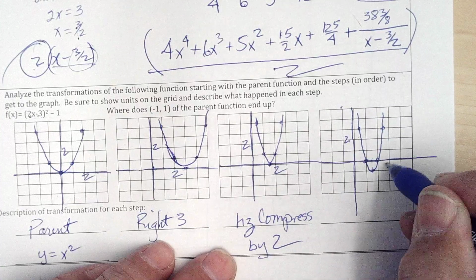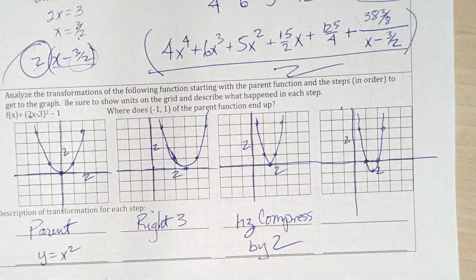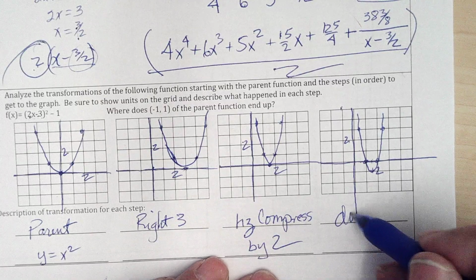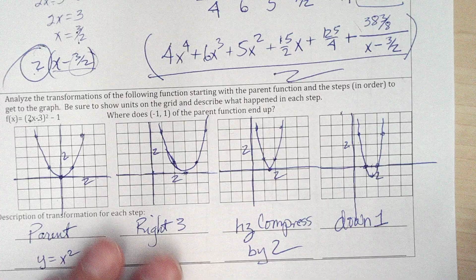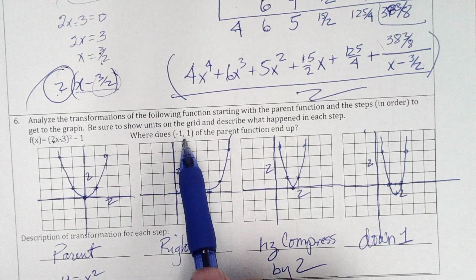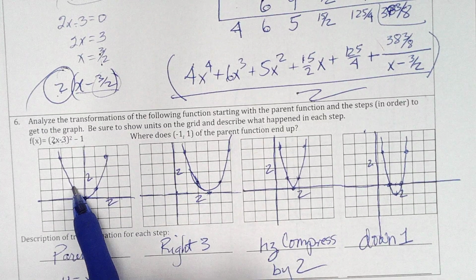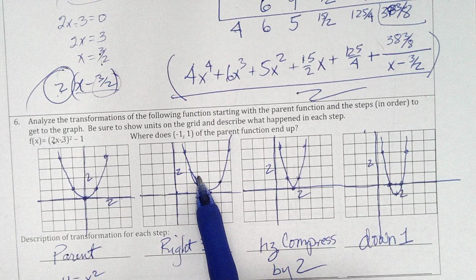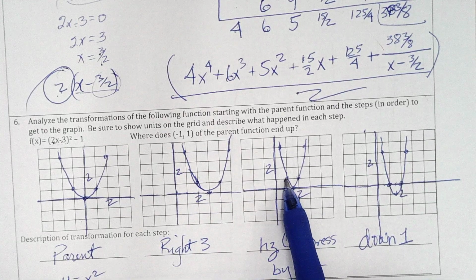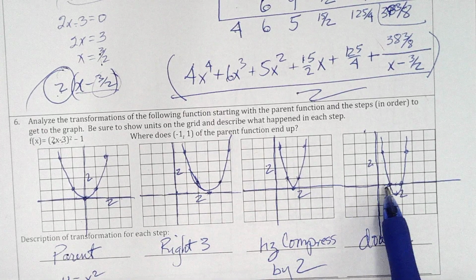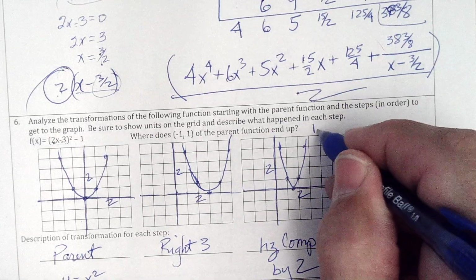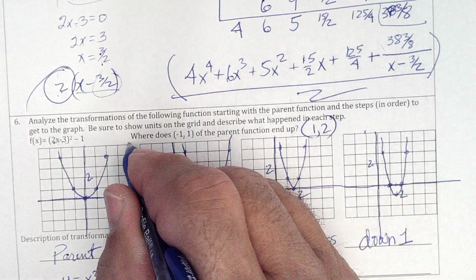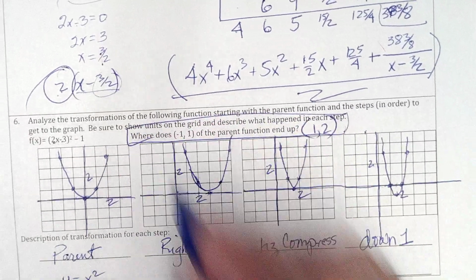This is 2, and this is 2, and it's down, so that has to be vertical, 1. So where did (-1, 1) go? It went to (2, 1), (1, 1), and (1, 0). That's the answer to that question.